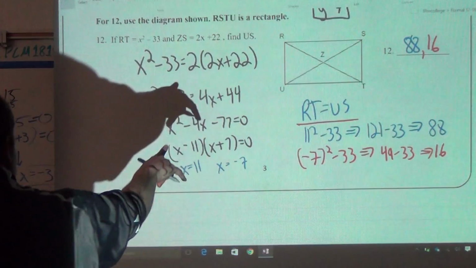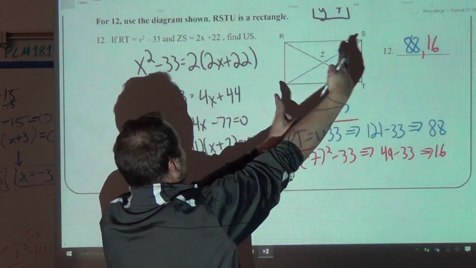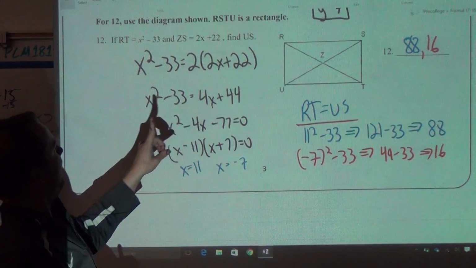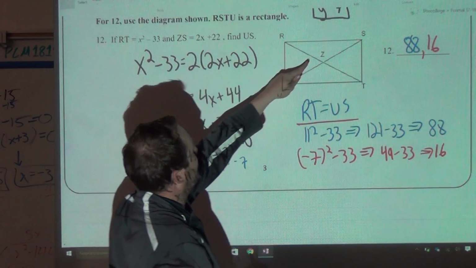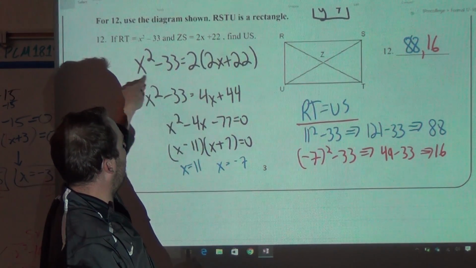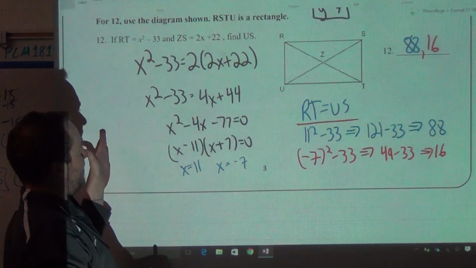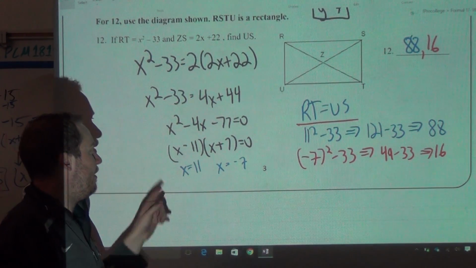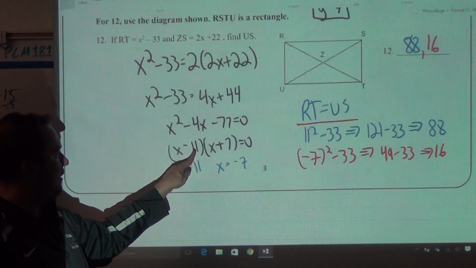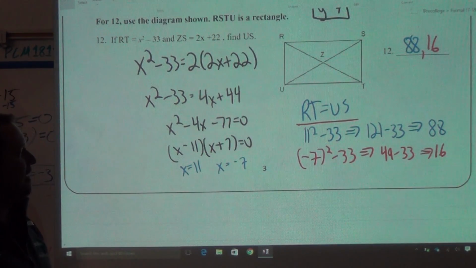Number 12. We're going to start with the fact that RT is congruent to US because this is a rectangle. Now, they give us a measure of ZS, which is a half diagonal. So we need 2 of these to equal 1 of those. We distribute, we get all of our terms to the left side of the equation to keep x squared positive. We find the numbers that multiply to 77 that add to 4. They're 11 and 7, negative, positive. The solutions, positive 11 and negative 7.